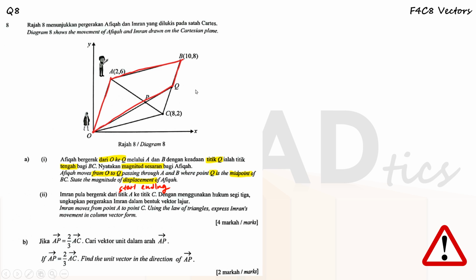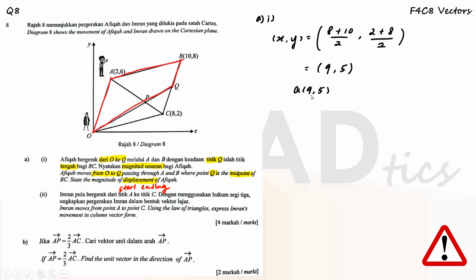Alright, so to find the magnitude, we need to find the coordinate of Q first. Since this is a midpoint, we can use the midpoint formula that we used in question 7. So the coordinates will be 9 and 5. So now the issue is how to find the magnitude using the vector way. For vectors, we write it in this way, correct? So xi plus yj. X actually controls the movement to the left or to the right. J will be up or down.